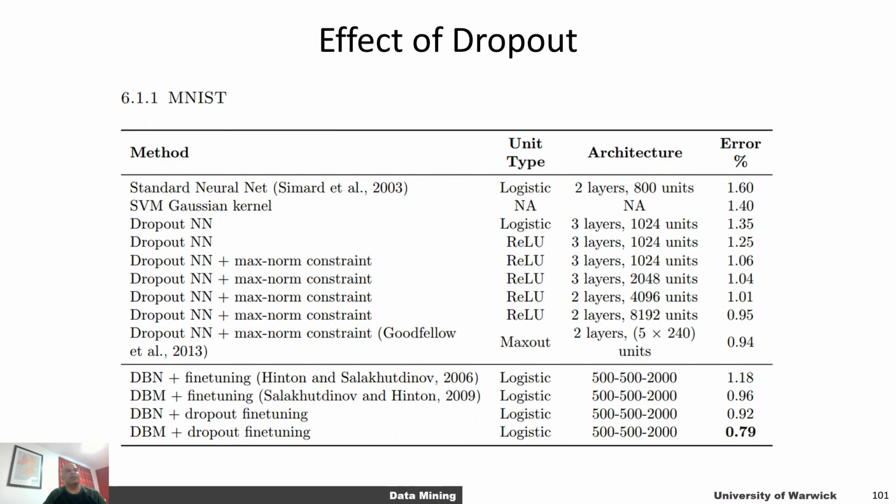Before moving on, let's analyze the impact of doing dropout. If you use a standard neural network on the MNIST dataset, for a given test dataset, you get an error rate of 1.6, which was done in 2003. If you use a support vector machine with a Gaussian kernel, it gives you an error rate of 1.4.